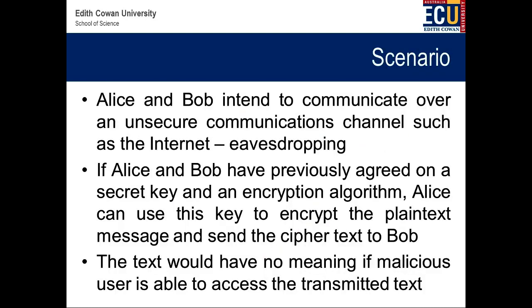So here's the scenario. We know about Alice and Bob. Alice and Bob intend to communicate over an unsecure communications channel such as the internet, which is prone to eavesdropping. If Alice and Bob have previously agreed on a secret key and an encryption algorithm, Alice can use this key to encrypt the plain text message and send the cipher text to Bob. The cipher text would have no meaning if a malicious user is able to access the transmitted text.